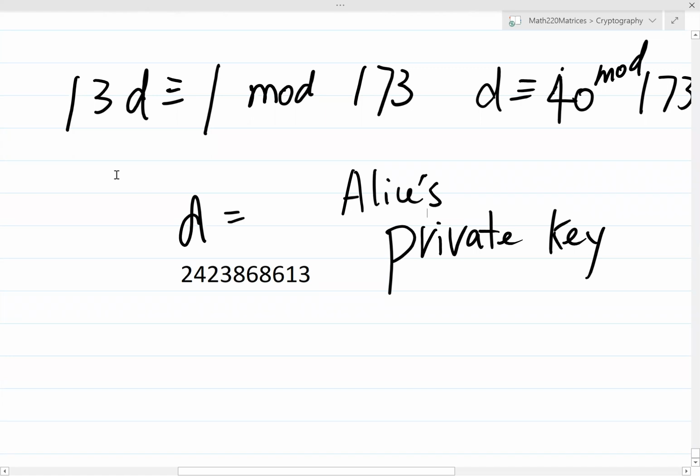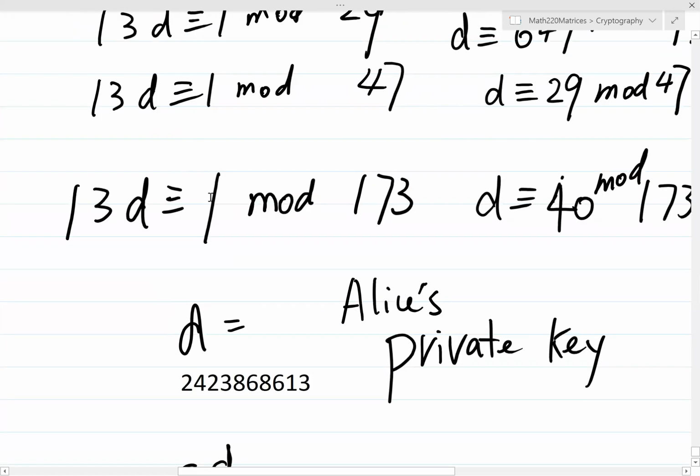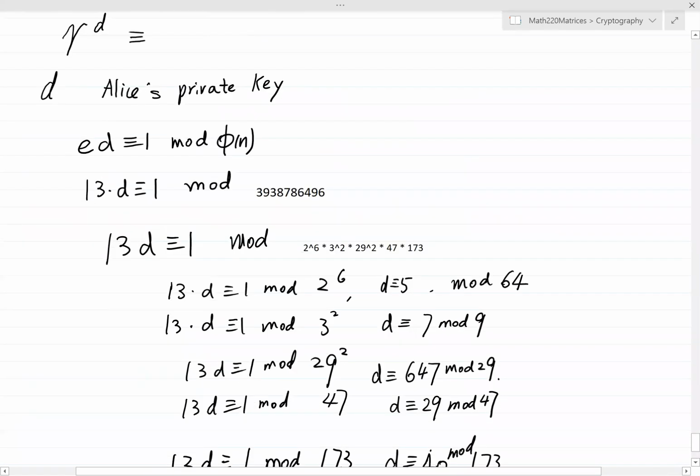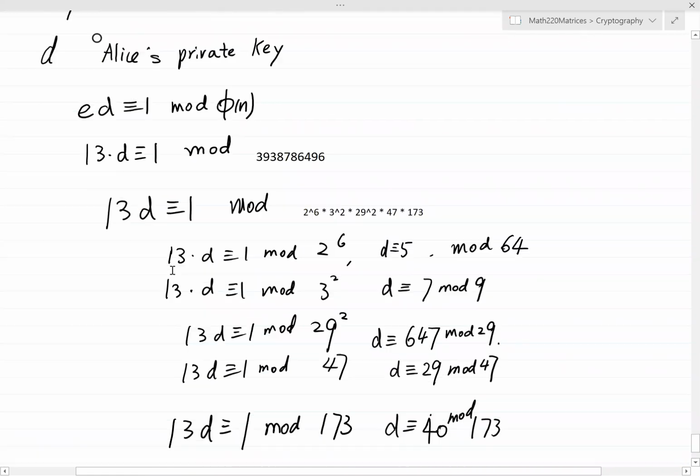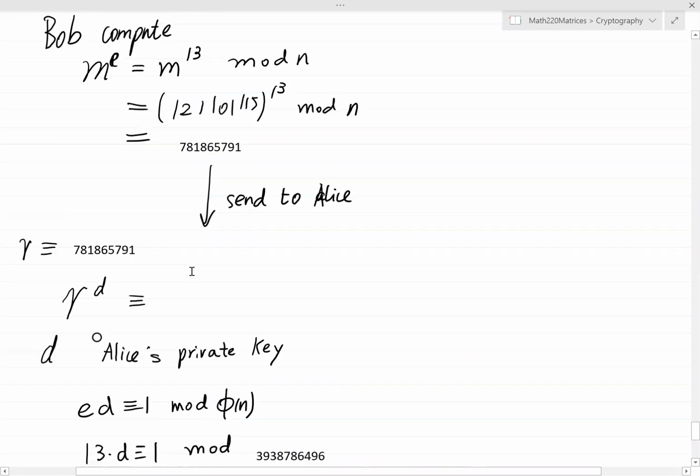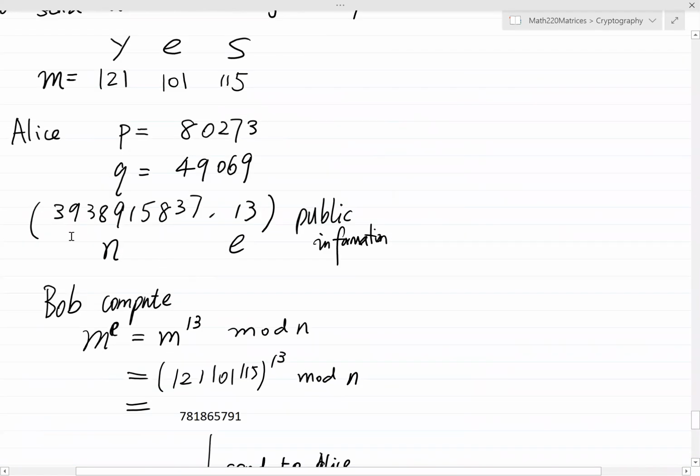Now Alice received the message. What Alice does is apply the private key D to the received message: raise it to the power D and mod N. We already have R, the message we received. R is this number, D is this number, and N is this number, a huge number.